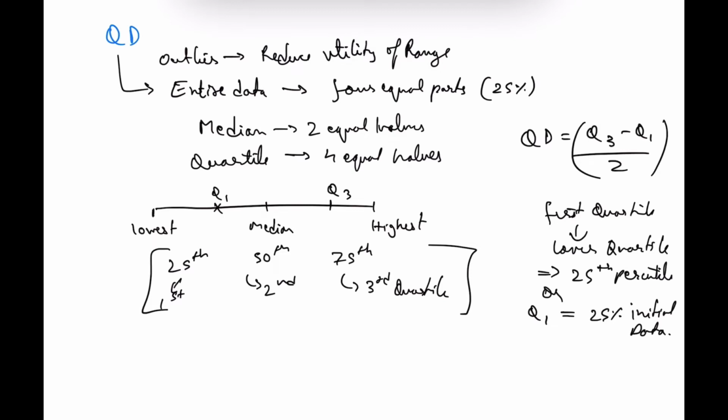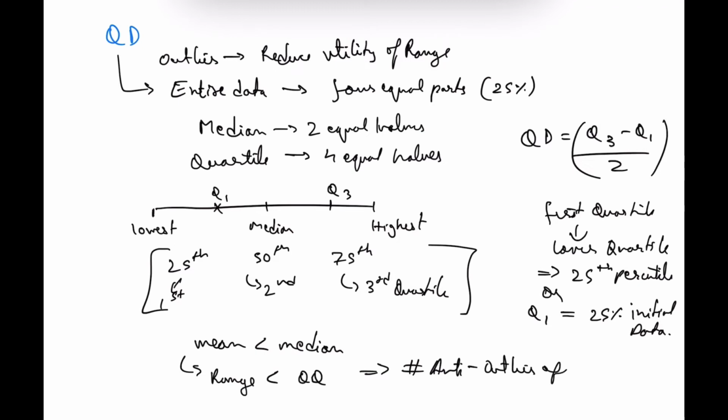Now, let us connect some dots. We know that we prefer median over mean, as it reduces the outlier effect, or has an anti-outlier effect. Therefore, we prefer QD instead of range due to its anti-outlier effect. So, QD is the deviation in median, where median is the arrangement, whereas SD is the deviation in mean average.